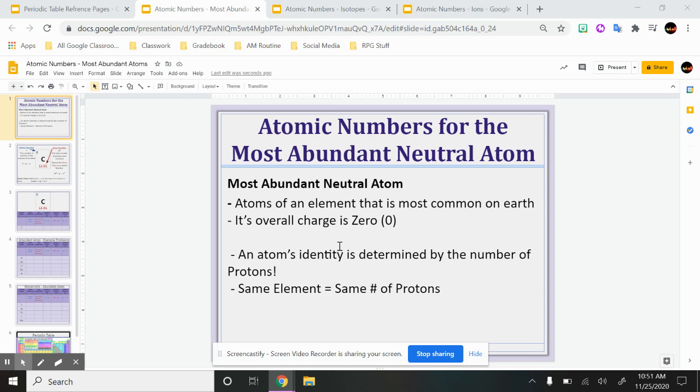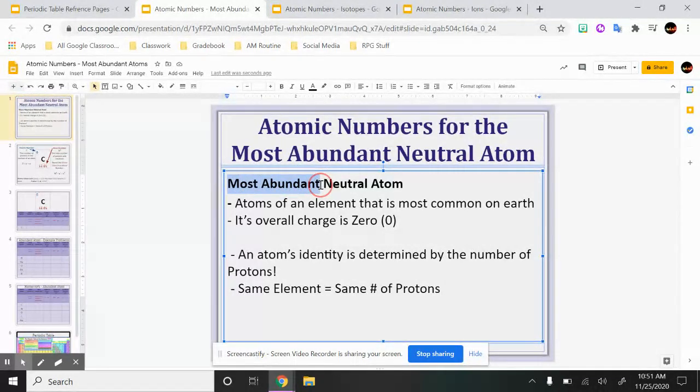Today I'm going to be going over how to do the atomic numbers for the most abundant neutral atoms. So let's first break down what this means. Most abundant means the most common of those atoms.